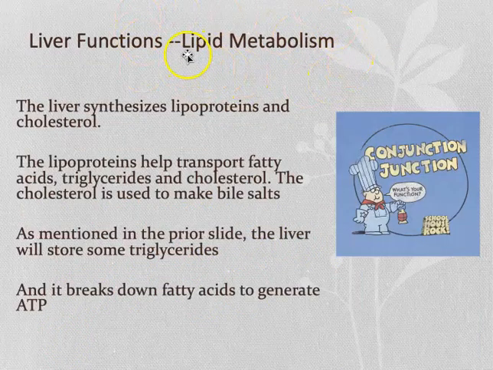It also helps with lipid metabolism, so it's making lipoproteins as well as cholesterol. These lipoproteins are going to help transport fatty acids, triglycerides, and cholesterol. The cholesterol is going to be used to make bile salts, so the actual bile is using cholesterol. We'll put a pin in this and talk more about it at the end of this lecture, about how you can help lower cholesterol levels with some diet. And as mentioned in a prior slide, the liver is going to store some triglycerides. It also helps break fatty acids down to generate ATP.